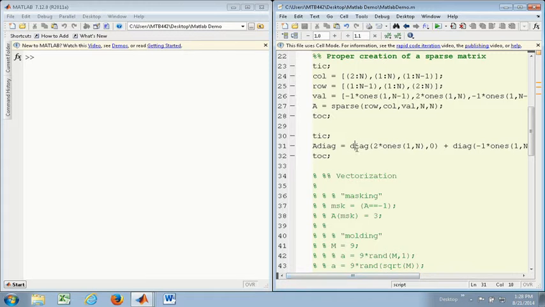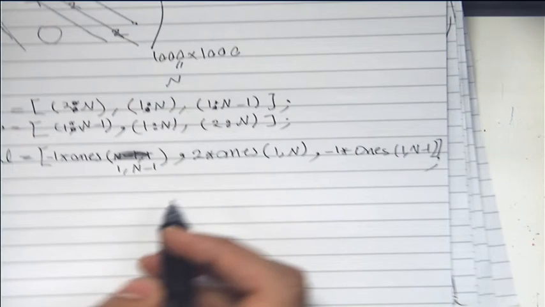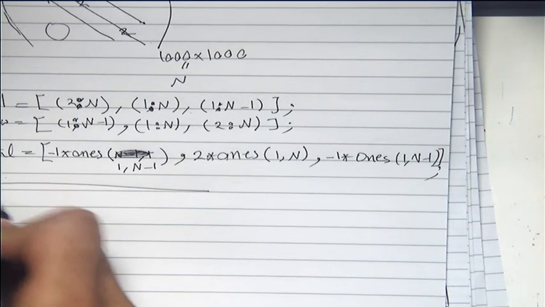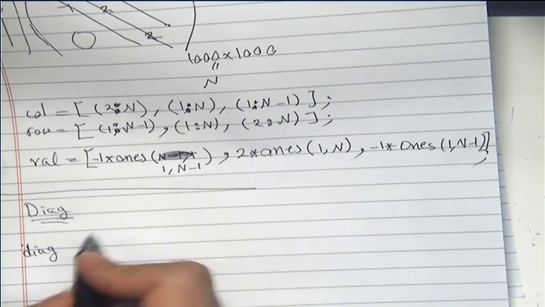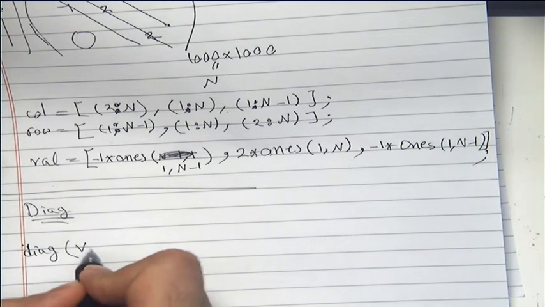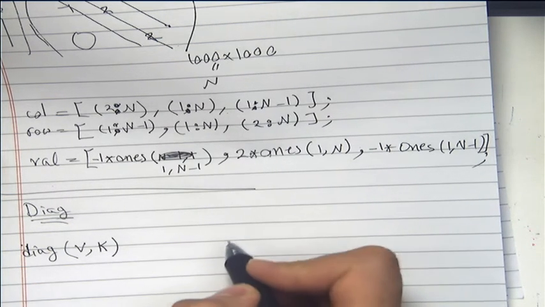So let me first talk about the Diag command. Diag creates a diagonal matrix, and let's switch back to the document where I can explain things a little bit better. All right, Diag. In the Diag command, you specify the vector that you want to put in the kth diagonal. What is the kth diagonal?